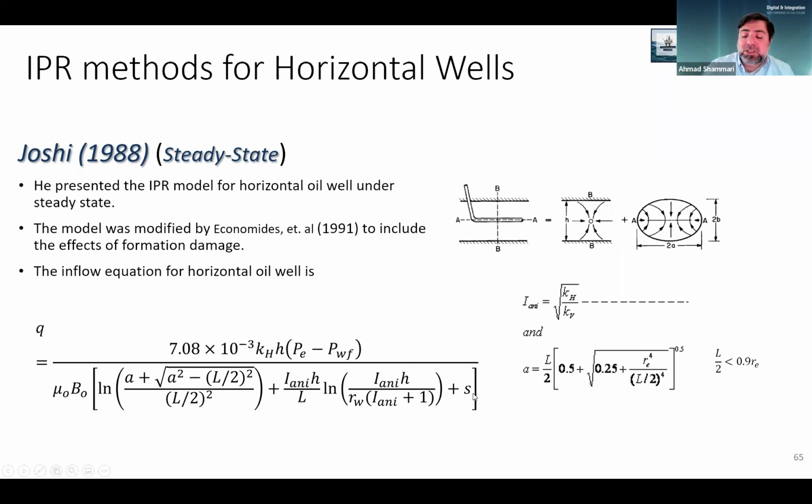And this is considering the skin. The skin can also be either entered or calculated numerically. There are other equations to calculate the skin. So this is the Joshi IPR method, okay? And then this skin actually was modified by Economides in 1991, right? And this is basically the final form after modification, okay?